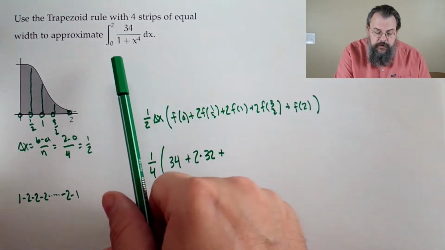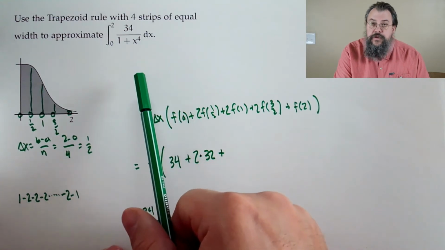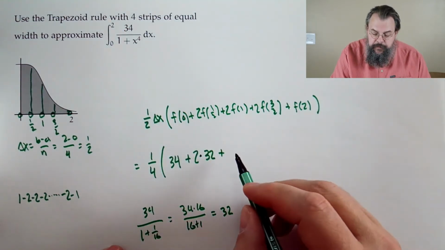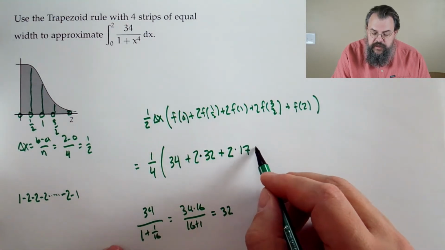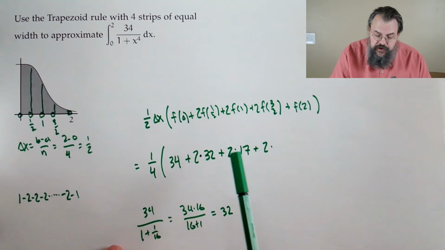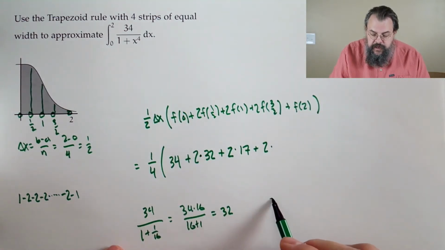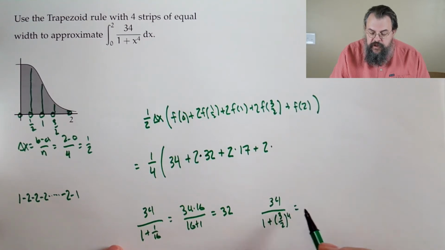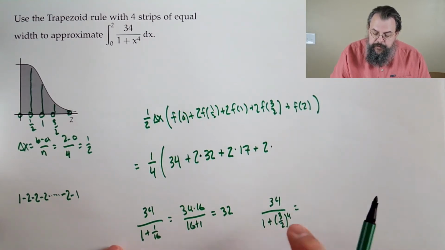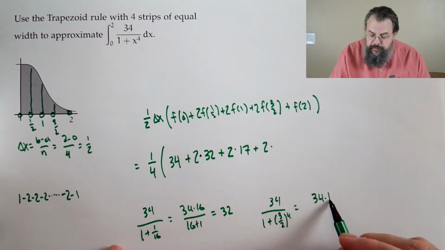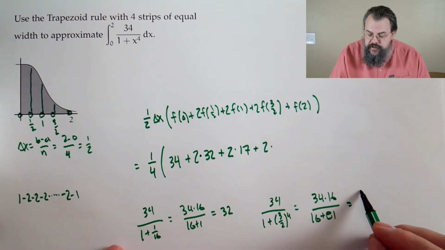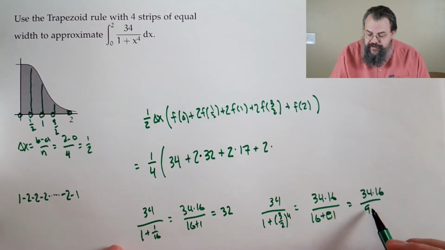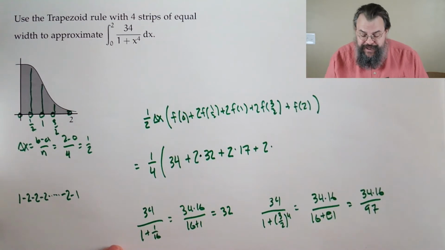F of 1, well, that would be 1 plus 1, which is 2. Divide that into 34, that would be 17. So it's 2, don't forget the 2, times 17. Plus 2 times f of 3 halves, well, that'd be 34 over 1 plus 3 halves to the fourth, which, if you multiply top and bottom by 16, is 34 times 16 over 16 plus 81. Which is 34 times 16 over 97, whatever that turns out to be.